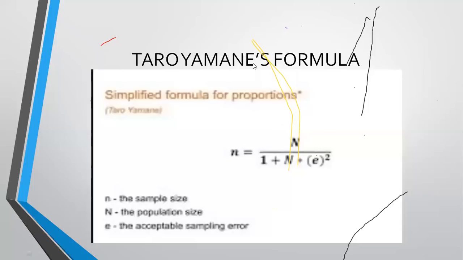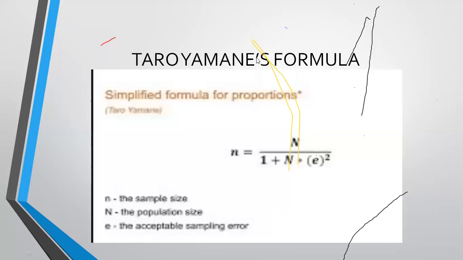Can I have answer from the house? The total population is 2,000. Somebody said I should come again. The total population is 2,000. And you want to carry out your sample size. To carry out your sample size, it will be 2,000 all over 1 plus 2,000 into bracket 0.05 squared. When you carry out this calculation, it should give you 333. That will be your sample size that you will use. That means you use 333 people.